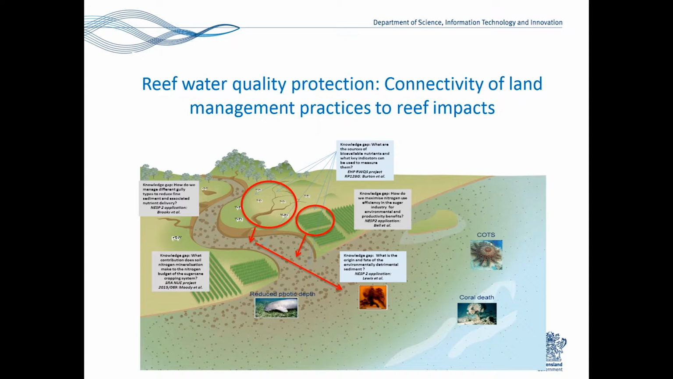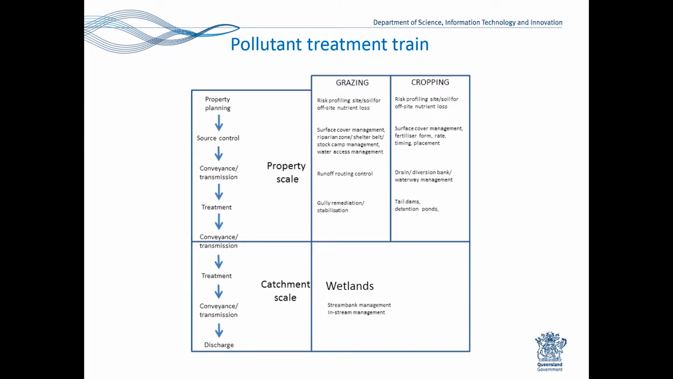A way of trying to bring it all together in terms of all the work that's being done in the catchments. So in the catchments we've got work being done at the block scale in the cane industry, at the property scale with the grazing industry, then we've got the water quality monitoring network, we've got a whole lot of catchment scale work going on. It's trying to link all those things together to get this connectivity between what's happening on the land and what's happening on the reef.